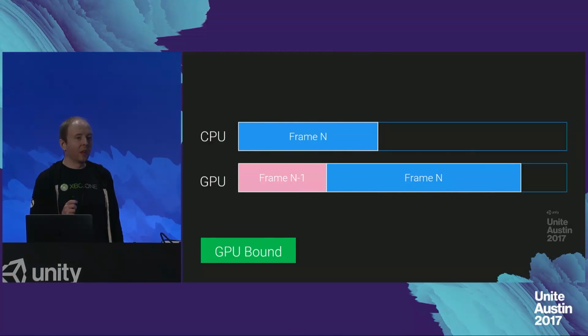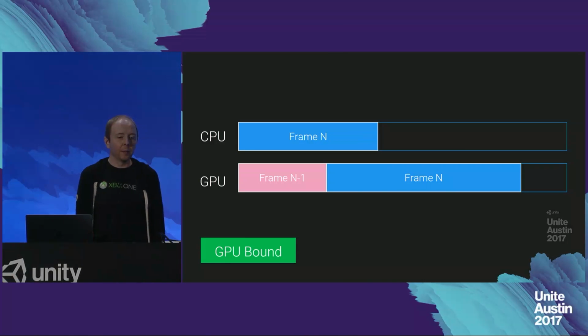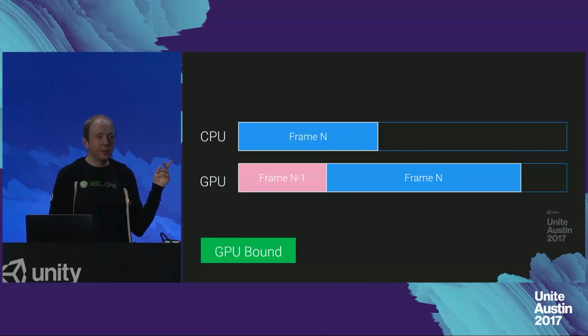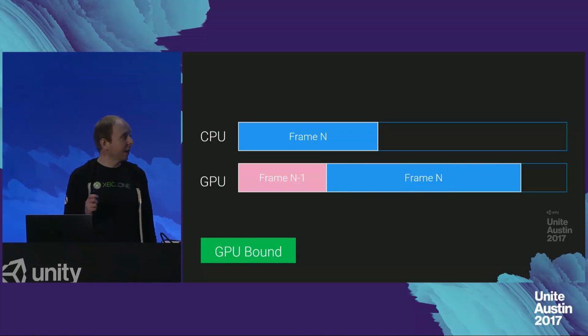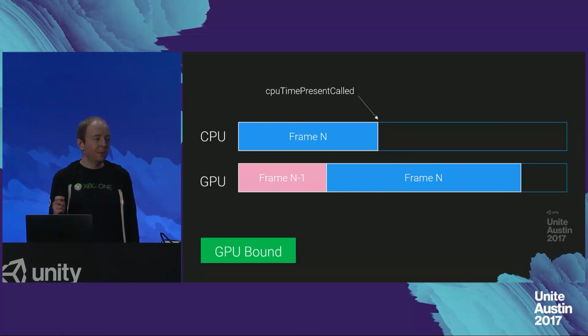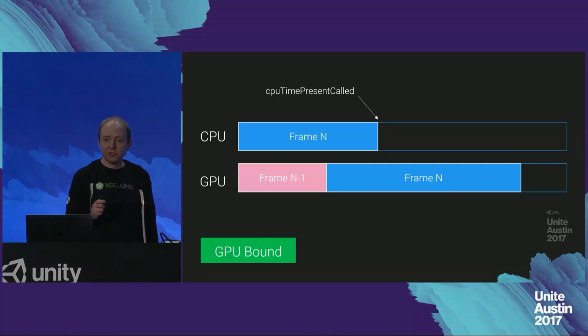So here we have a timeline representing the work that the CPU and the GPU are doing for a particular frame. At the beginning, the CPU is processing frame n, which means it's running your scripts, handling physics, and eventually sending draw commands to the GPU. Meanwhile, the GPU is finishing up the previous frame, and then it starts rendering frame n once it's done with that. This is where the CPU time present called timestamp from the frame timing object is. This shows when the CPU finished and handed it off to the GPU.